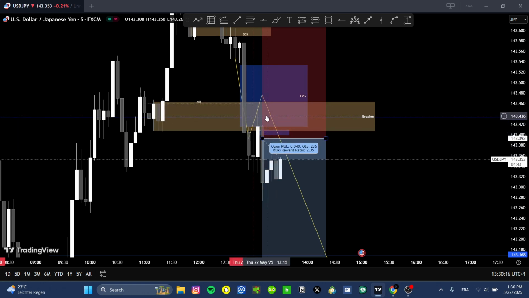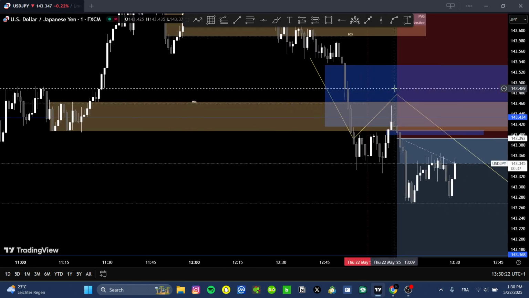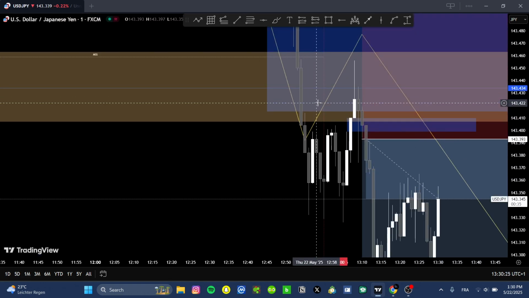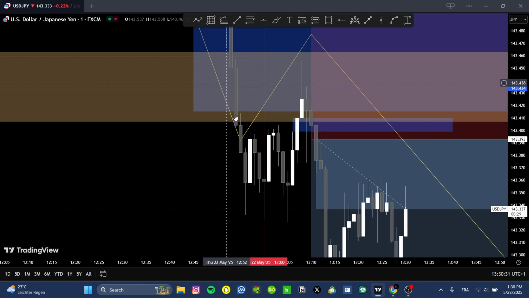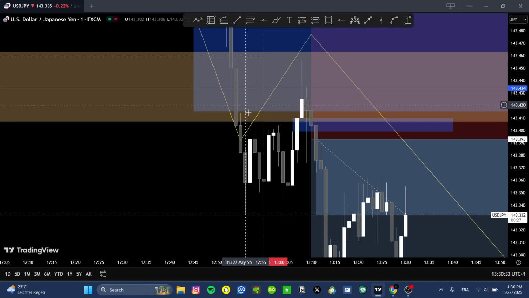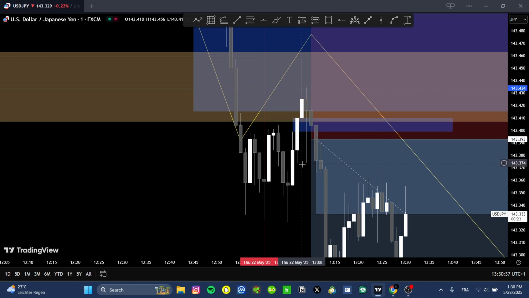Once price pulled back, we retraced back into the breaker block and the fair value gap, and then I scaled down to the 1-minute time frame. As soon as we invalidate this 1-minute bearish fair value gap, and also fill this 1-minute bearish fair value gap, what I wanted to see next is invalidation of this bullish 1-minute fair value gap.